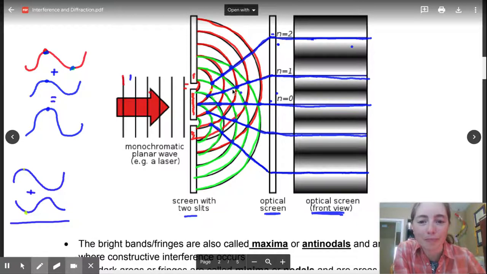Okay, so we'll then look over here. Well, here we've got the green peak and a red trough. And look at this, we've got peak and trough, peak and trough, peak and trough, and that is all lining up like that. So you get this row of destructive interference, which is then going to leave you with that dark spot.